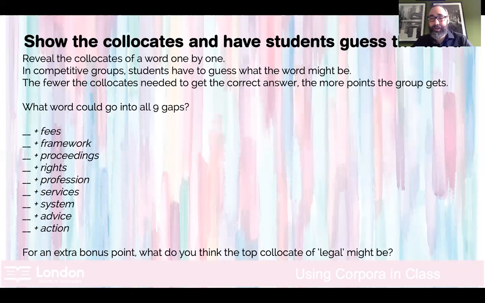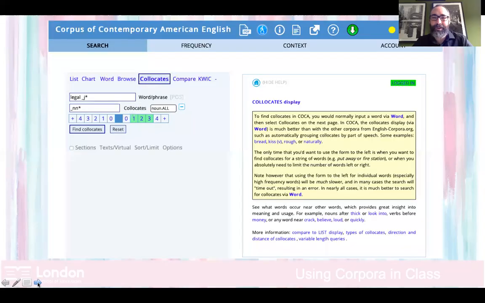Okay, you can ask them that. And which one do you think? Legal what? What do you think is the most common collocate for this one? And again, you would do it like that, okay? Collocates, legal, and noun.